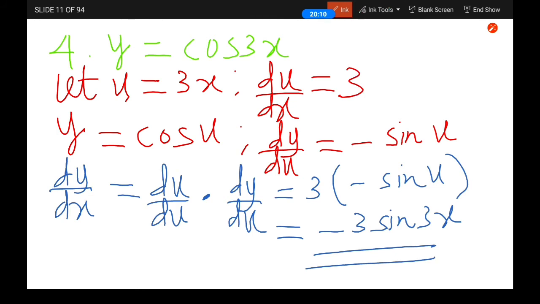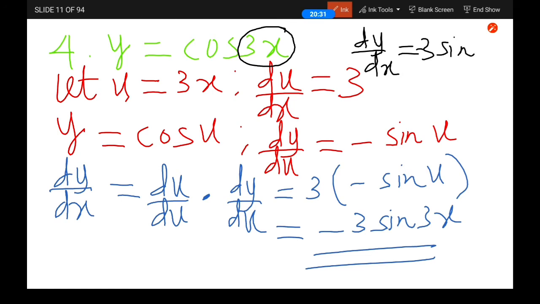Now look at the shortcut method, dy dx. Look at that. Differentiate this, you get 3, right? Differentiate cos, you get negative sine.